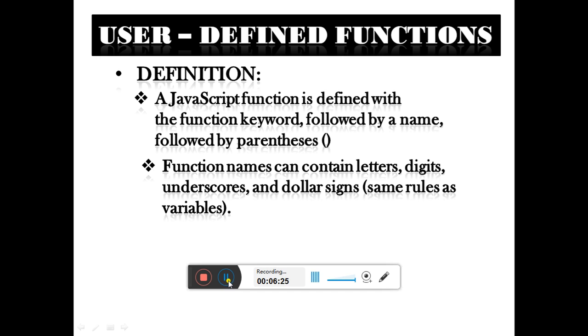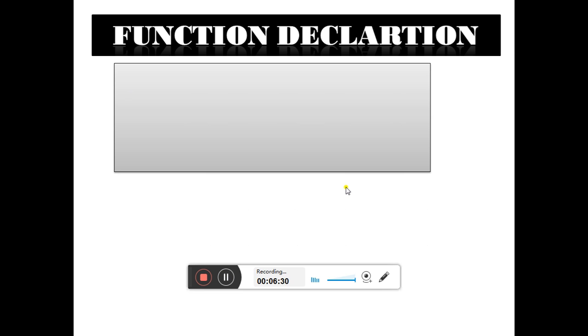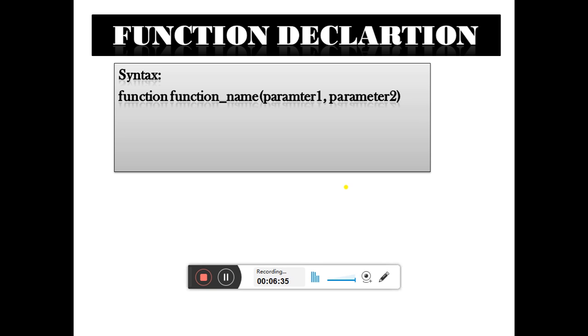See the syntax. Function is a keyword. Then the function name, which is the name of the function, and then parentheses. In these parentheses you can write your parameters, the values which you want to pass. If you don't want to pass any value, you can directly write the opening and closing brackets. You are not supposed to write anything between these parentheses. But if you want to pass any value, then it is in the form of parameters.